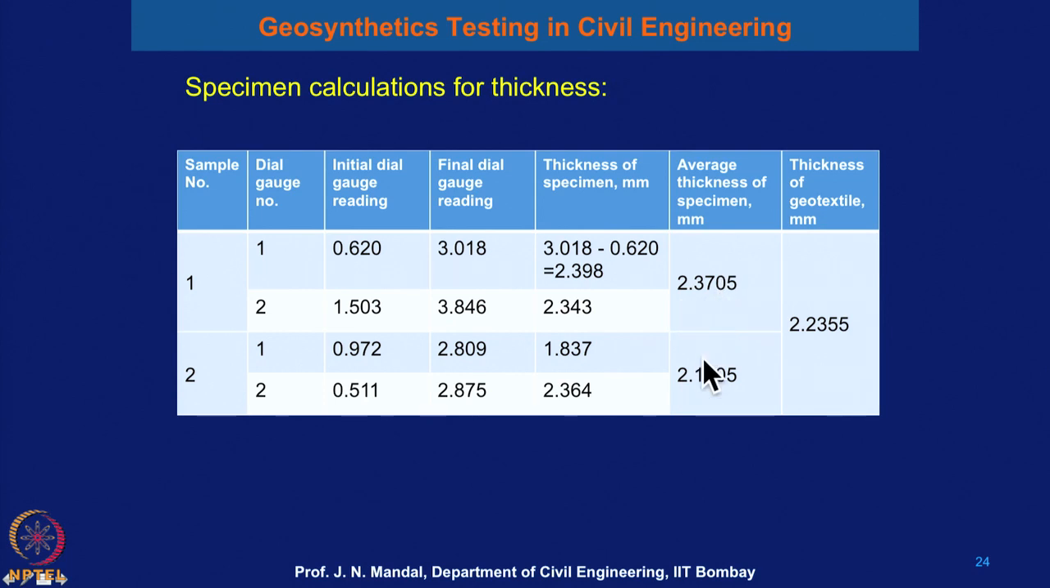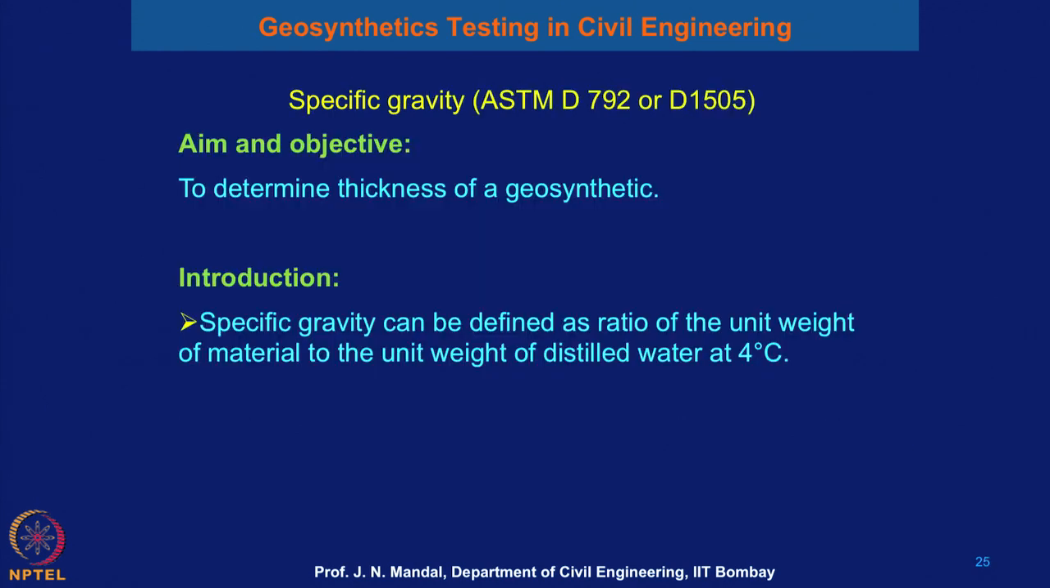2.3705 and for these two samples the average thickness of the geosynthetic is 2.1005. So, you can have the thickness of the geotextile material as 2.2355 millimeter. So, this is approximately 2.2 millimeter thickness of the geosynthetic material. So, you should know how to determine the thickness of the geosynthetic material.